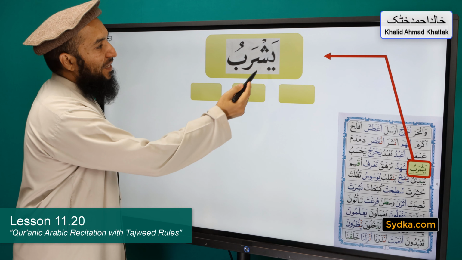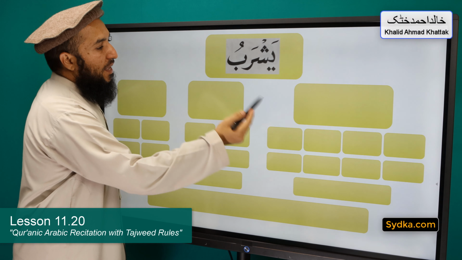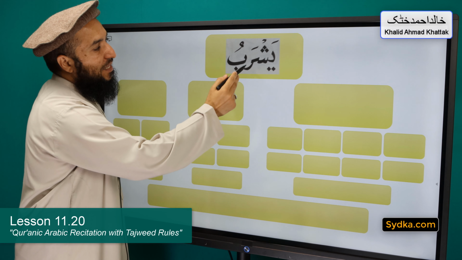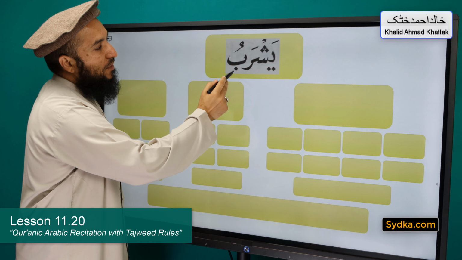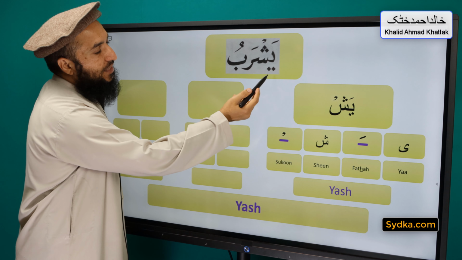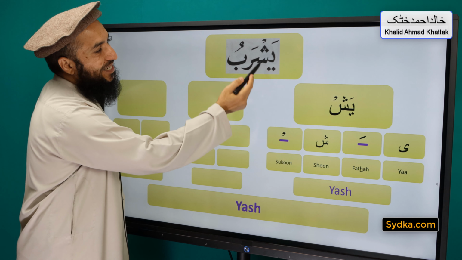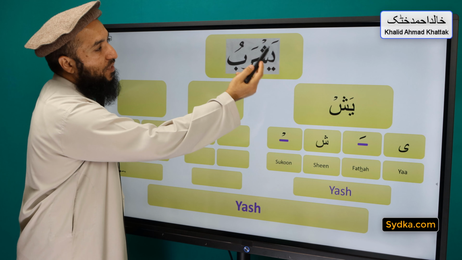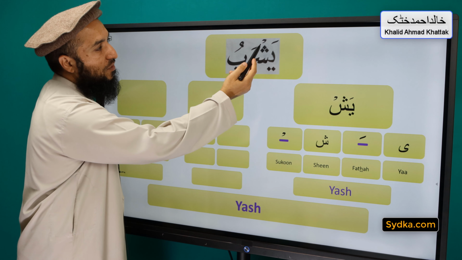The next word we have is yashrabu, and it can be divided into 3 syllables. The first one is yash, the second one is ra, the third one is bu. So the first syllable we have is ya fatha sheen sukoon yash. Ya is a light letter, it has fatha on top of it, it is followed by sheen, and sheen has a sukoon.